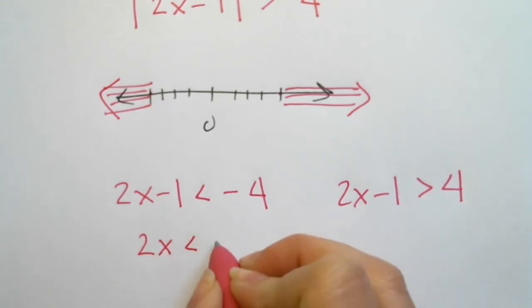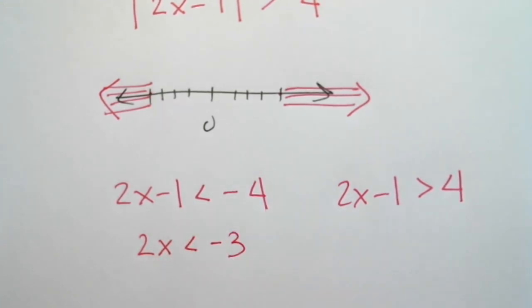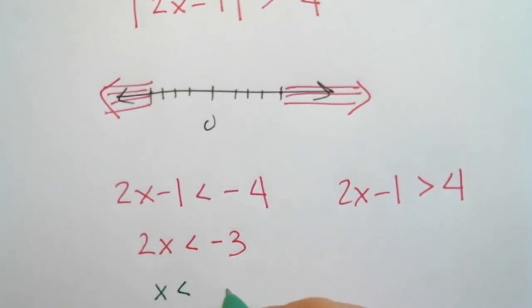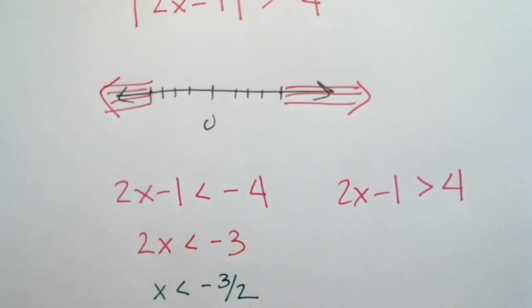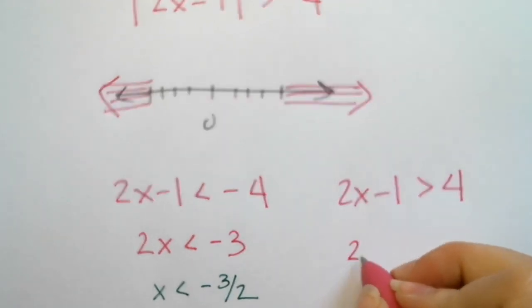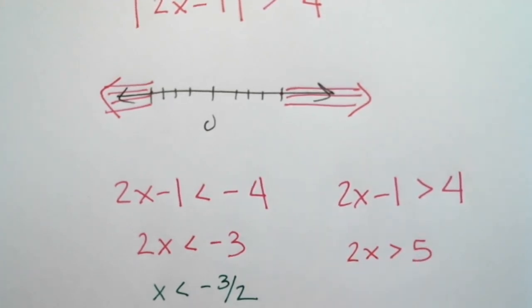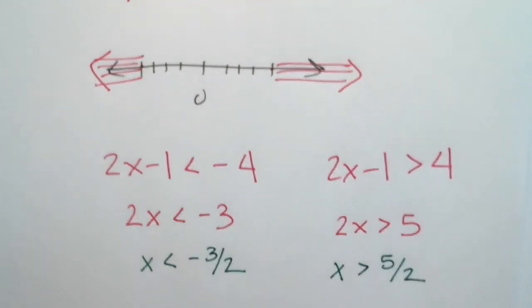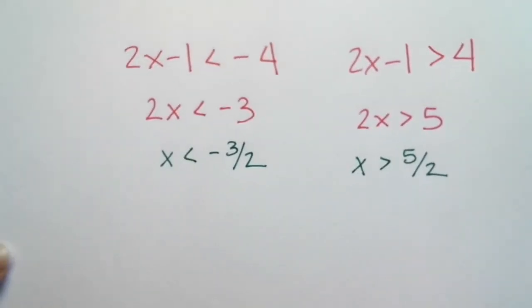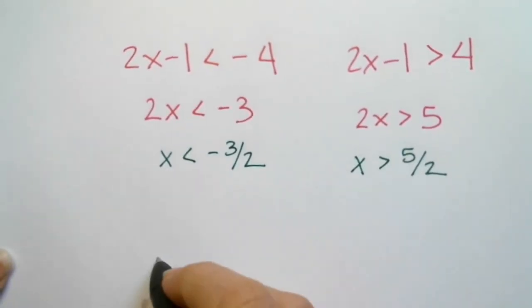I'm going to add 1 to both sides. And then divide by 2. Here, I'm going to add 1 to both sides, and then I'm going to divide both sides by 2. Okay. So now let's look at the number line to help us write our interval.